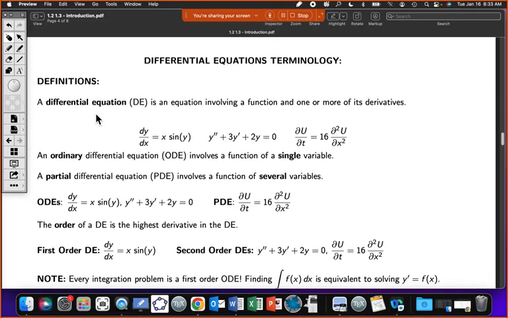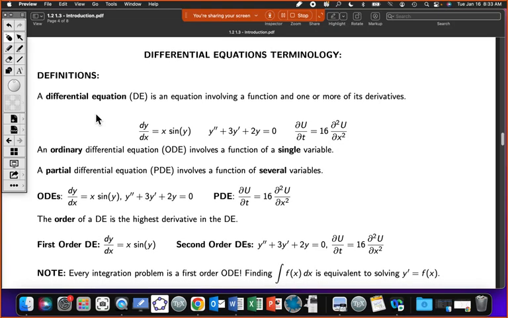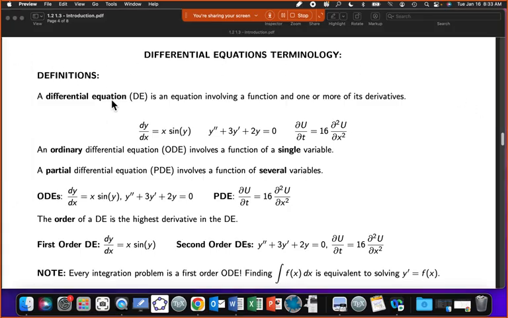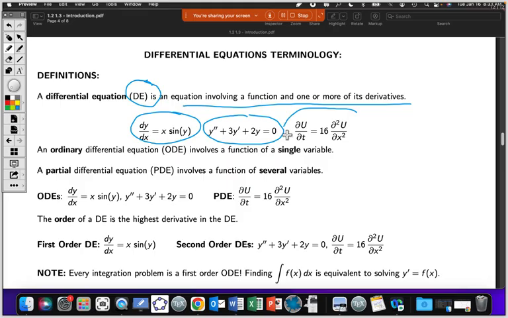All right, so we're 15 minutes into the course. Well, 20 maybe. Finally, we're going to get to differential equations, right? So we got some terminology. A differential equation, which we'll abbreviate as DE, is an equation involving a function and one or more of its derivatives. So here's a differential equation. Here's a differential equation. And here's a differential equation.